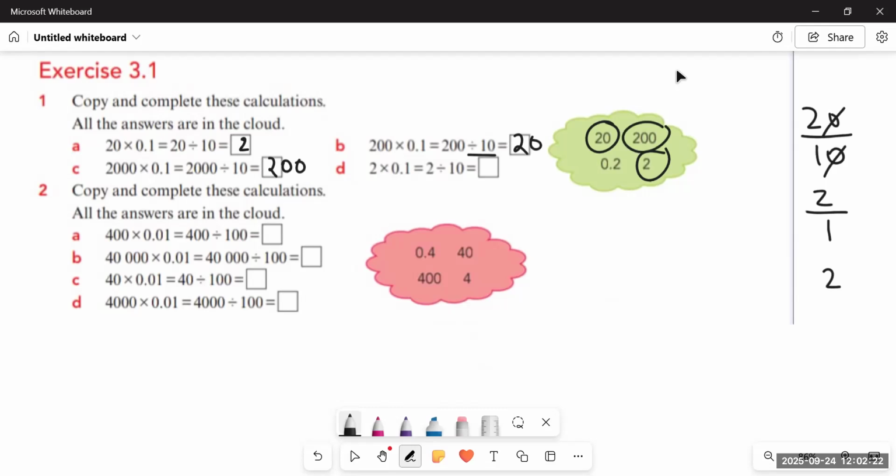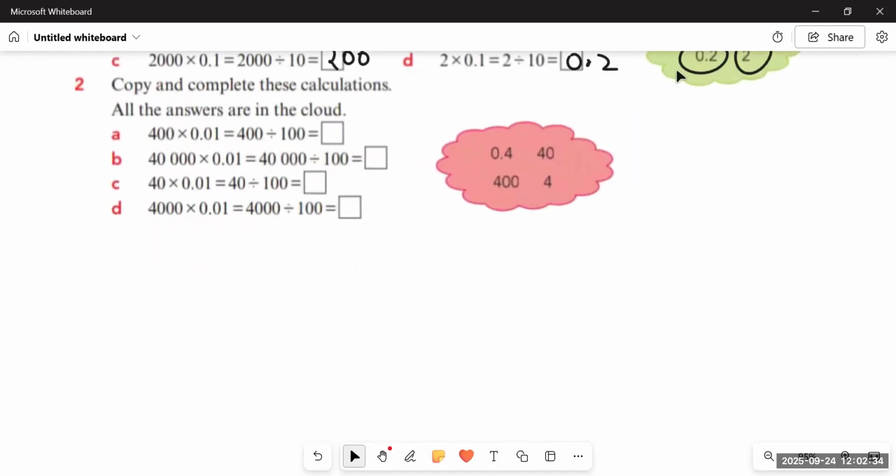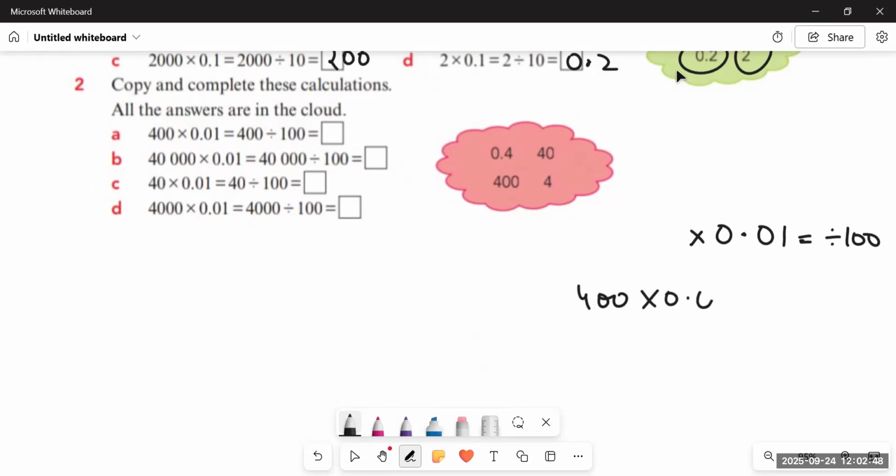And last, 2 multiplied by 0.1 equals dividing the number by 10. That is 0.2. Same thing comes over here. 400 multiplied by 0.01. What we learned about 0.01 is that if we multiply a number by 0.01, it equals dividing the number by 100. So 400 multiplied by 0.01 equals 400 divided by 100. Cut the two zeros with the two zeros, and what are we left with? 4. Similarly, 40,000 multiplied by 0.01 is 40,000 divided by 100, which is 400.